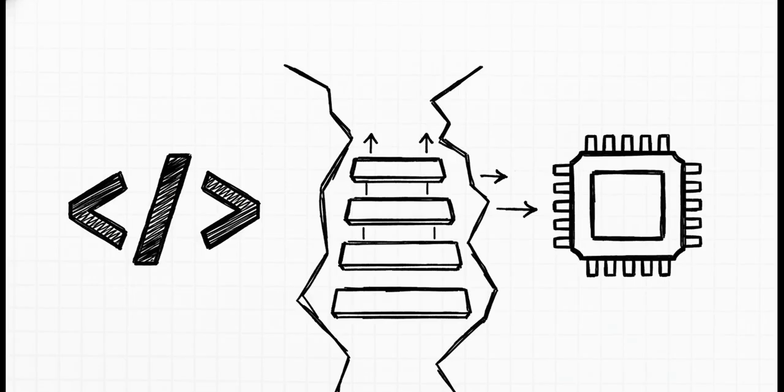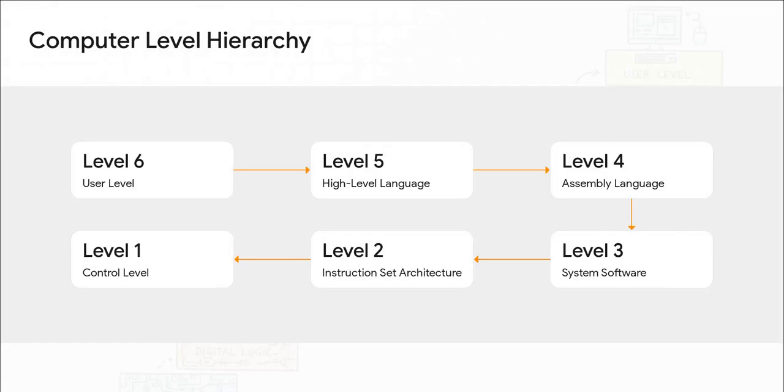Instead of trying to make one giant leap across that gap, which would be basically impossible, they built a ladder of abstraction. It's a whole hierarchy of levels, and here's the clever part. Each level only has to know how to talk to the level immediately below it. That's it.